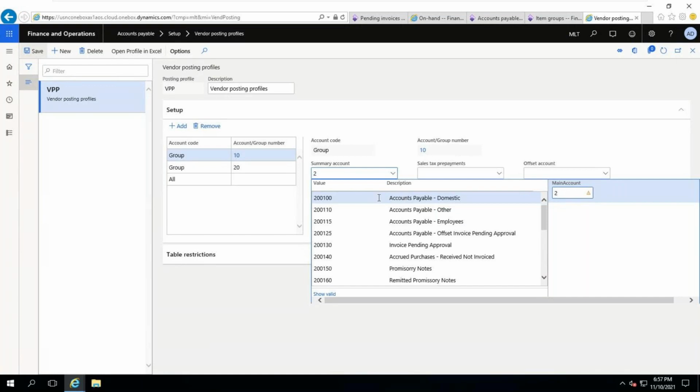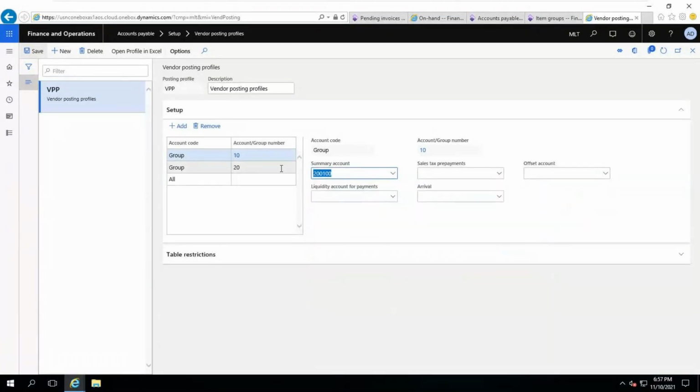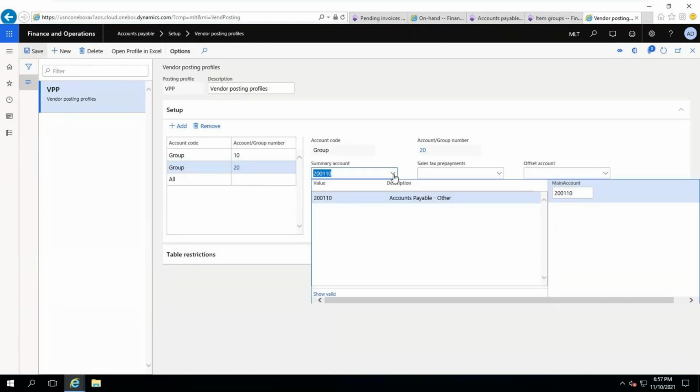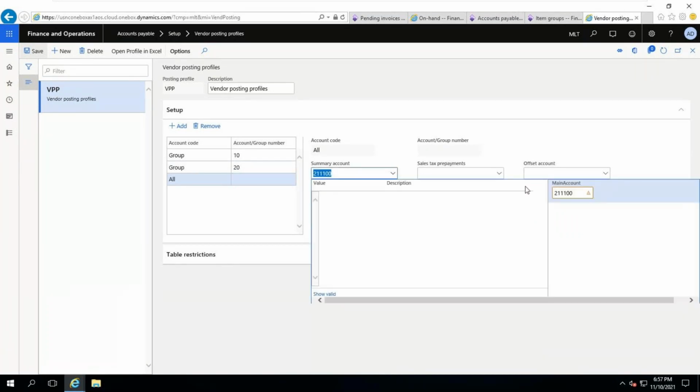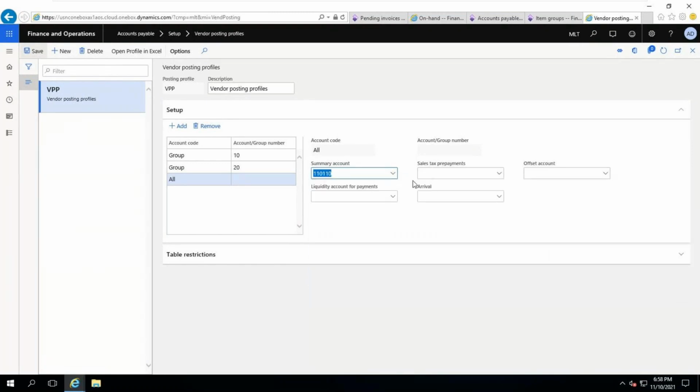Now let me map these accounts too. Accounts payable domestic, and next this one, let me map to others, and this one let me map whatever the account, because these accounts are related to standard. Earlier it is standard, now I am mapping shared.